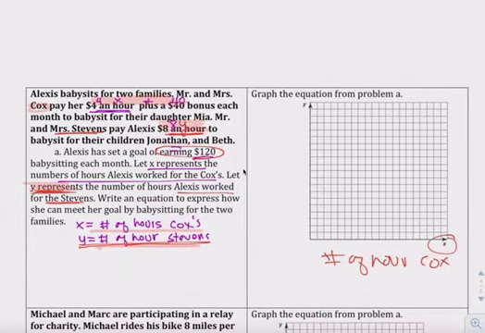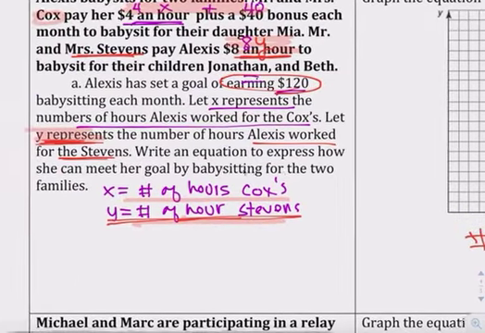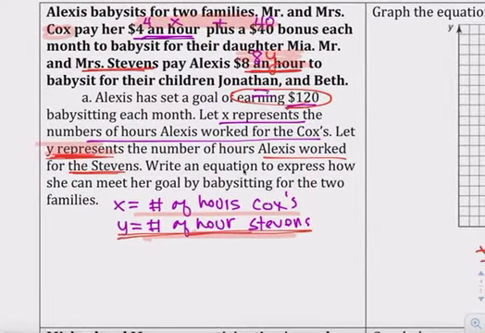And then I said I would do this last problem. Okay, this last problem here. We read this in class. So we first look at the Cox family, it's 4x plus 40. They say use x for the hours at the Cox. So x is here plus 40. We need to put that. So 4x plus 40 for the Cox.